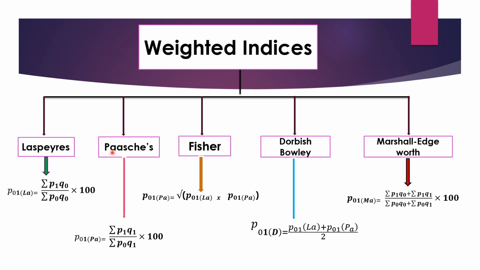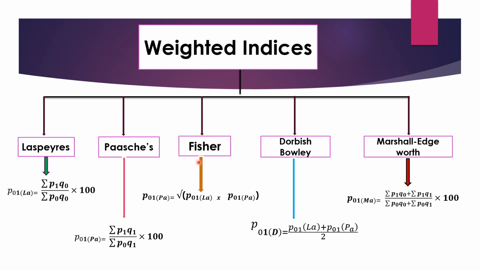So the next one is Paasche's price index number. We represent the price index number of current year with reference to the base year, which is equal to summation P1 Q1 by summation P0 Q1 into 100. Here in the Paasche's, we take the current year quantities as weights. So in the place of Q0, we have Q1. If anyone asks the difference between the Laspeyres price index number and Paasche's, we can say that in Laspeyres we use the base year quantities and in Paasche's we use current year quantities as weights.